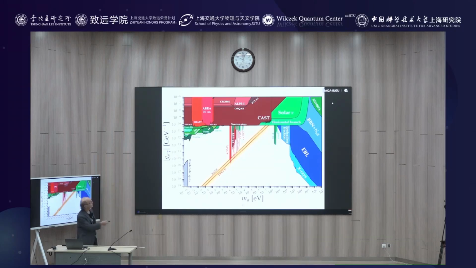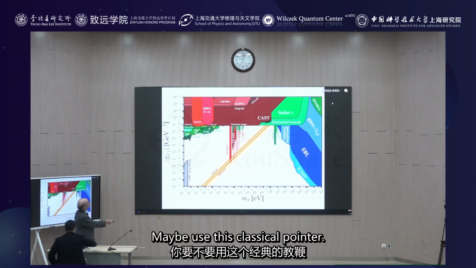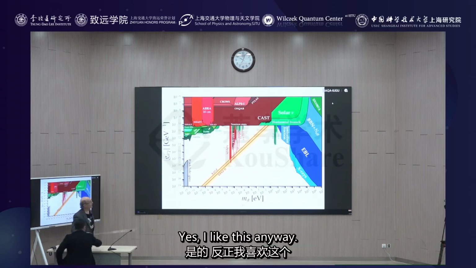This doesn't work. The light? The light doesn't work. Yeah. Maybe use a classical pointer. Yes. Oh, yes. I like this anyway.